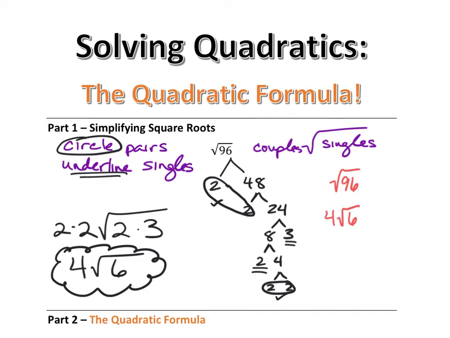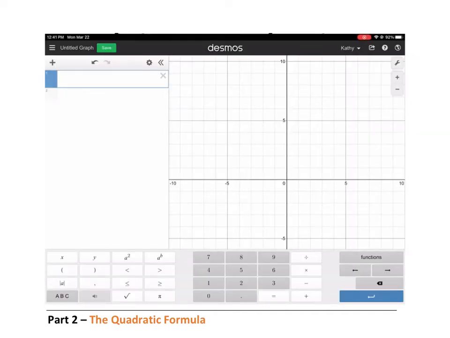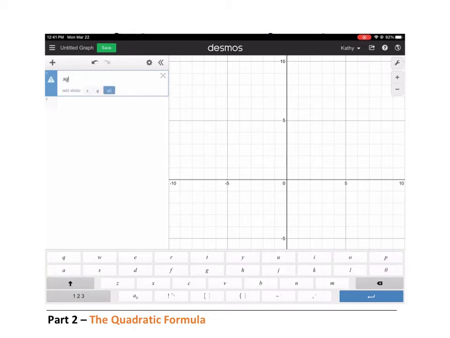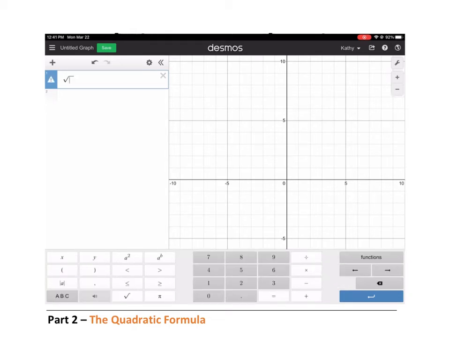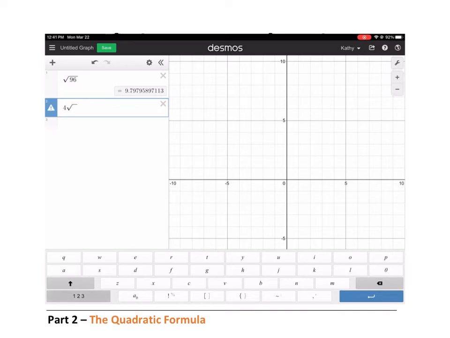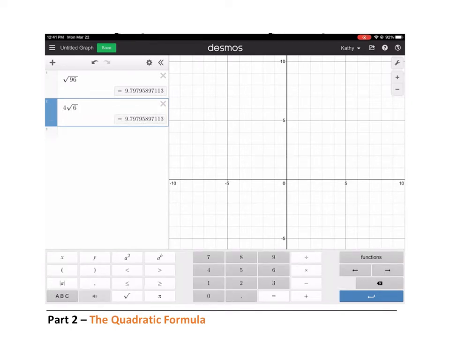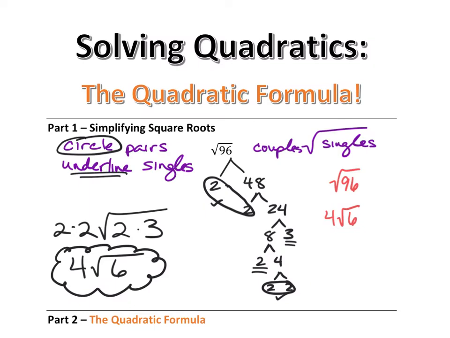Okay, let me prove that to you really quick. Here is me typing the square root of 96 into Desmos. To get a square root, you type sqrt. The square root of 96 evaluates to 9.97979589. Yeah, you see it. It's called an irrational number. It just keeps going forever. But if I also type in 4 sqrt of 6, it's the exact same number. So in fact, we've written an equivalent expression. It's just simplified because the numbers are smaller and easier to hang out with. Great, so we have an equivalent simplified expression there.